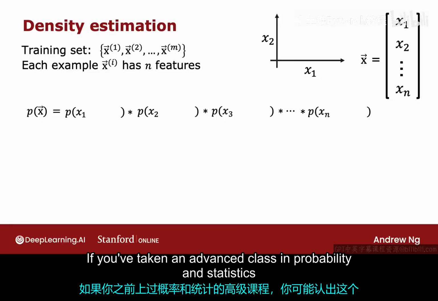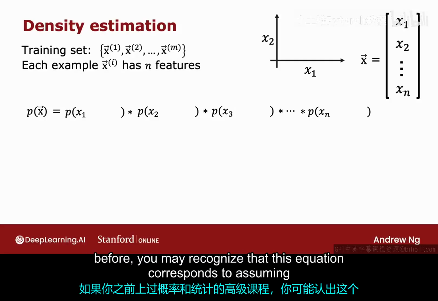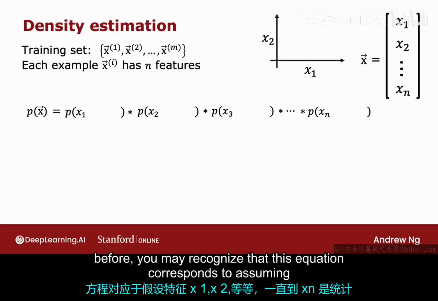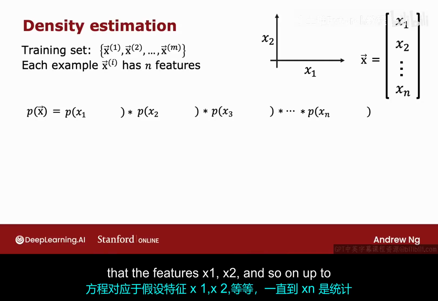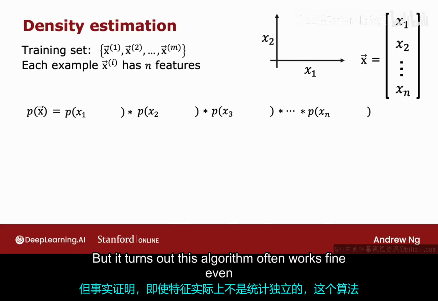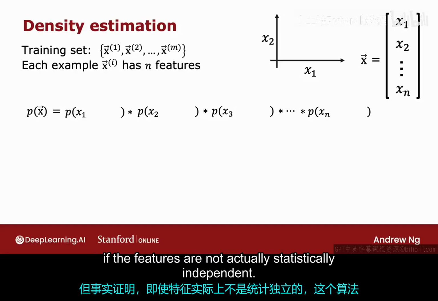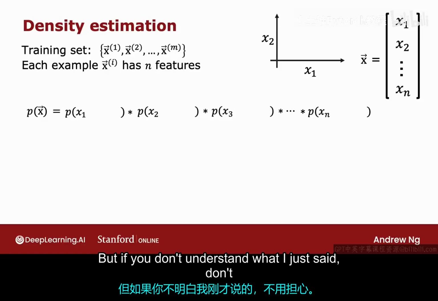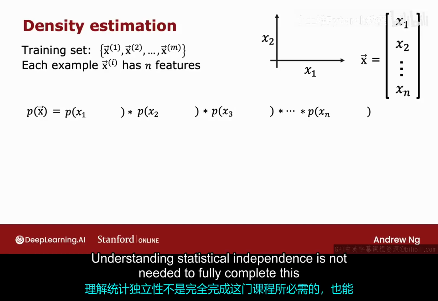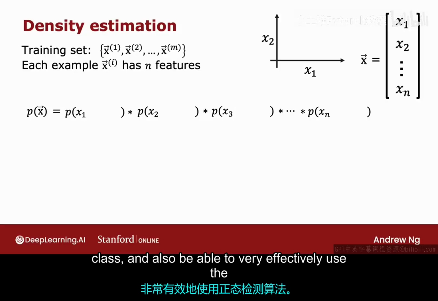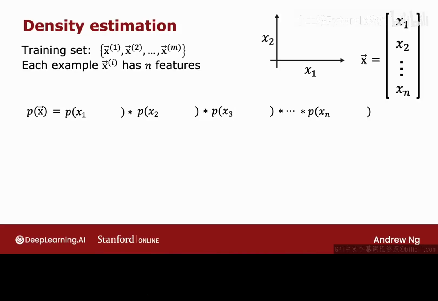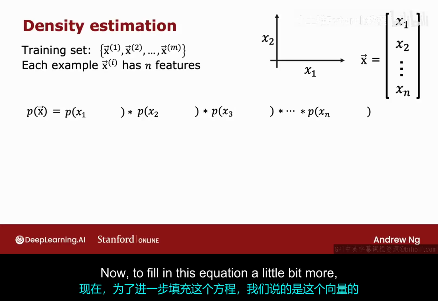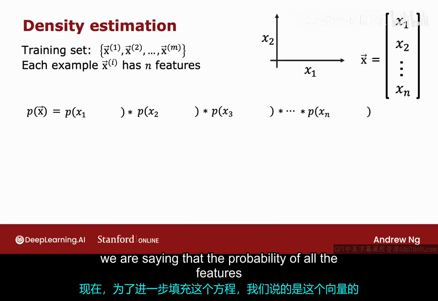If you've taken an advanced class in probability and statistics before, you may recognize that this equation corresponds to assuming that the features x1, x2, and so on up to xn are statistically independent. But it turns out this algorithm often works fine even though the features are not actually statistically independent. But if you don't understand what I just said, don't worry about it. Understanding statistical independence is not needed to fully complete this class and also be able to very effectively use the anomaly detection algorithm.